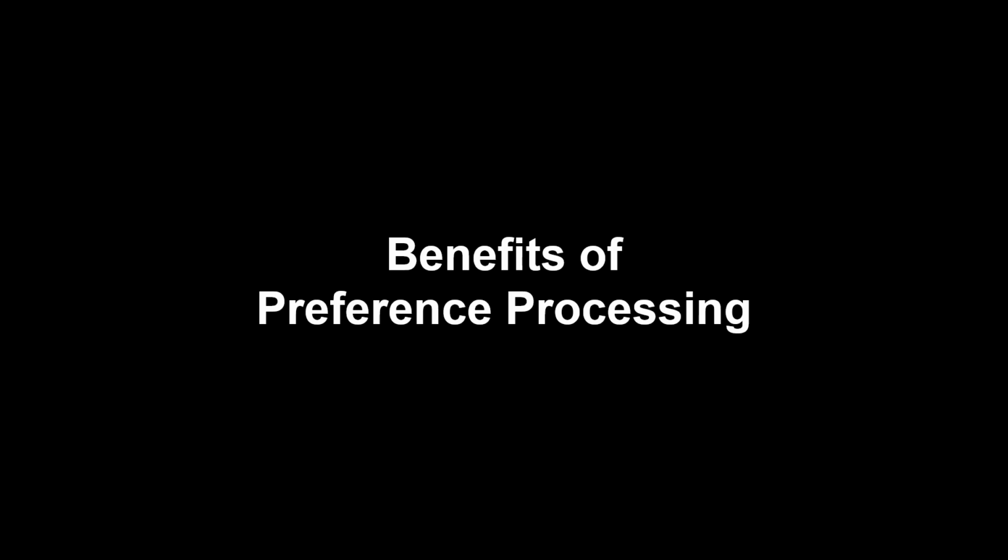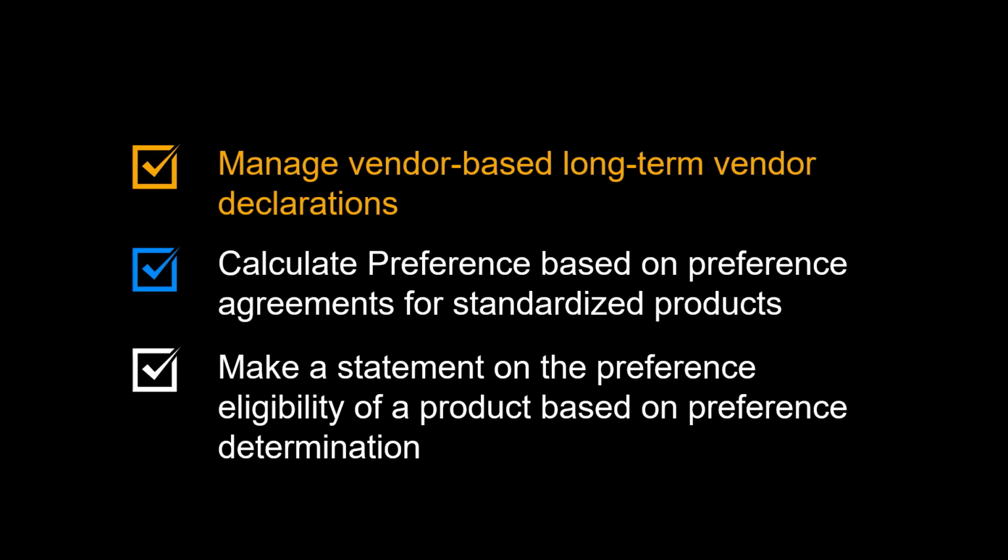Let us look at some of the benefits provided by preference processing in SAP GTS. It enables you to manage long-term vendor declarations, or LTVDs, for customs purposes. It lets you calculate preference based on preference agreements and preference models for standardized, static or configurable products. Finally, you can make a statement on the preference eligibility of a product based on preference determination.